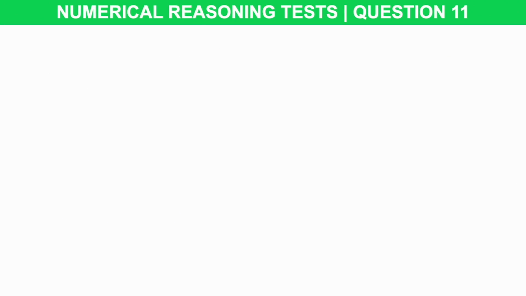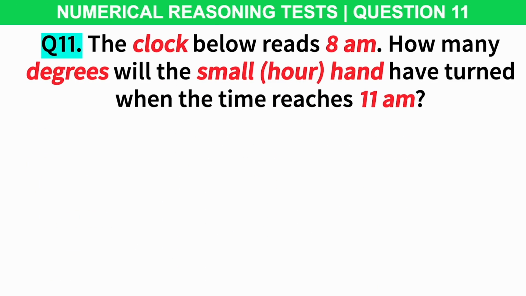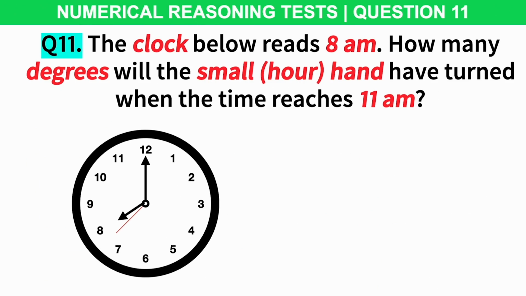Okay, let's take a look at a new type of numerical reasoning test question. The clock below reads 8 AM. How many degrees will the small hour hand have turned when the time reaches 11 AM? Here is that clock showing the time of 8 AM. Now, to work this question out, I see many people really struggle with it, but it's actually very simple once you know how. So let's break it down.